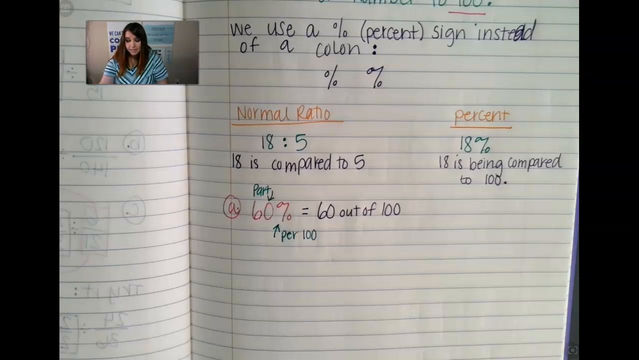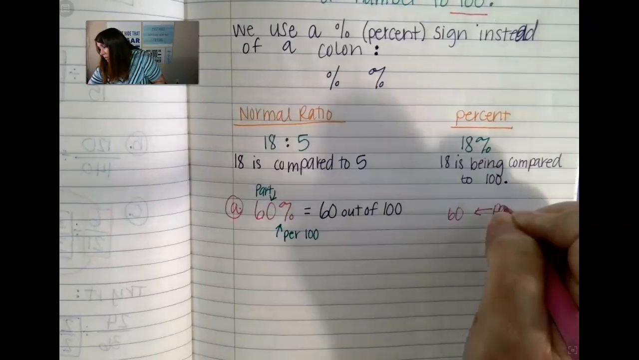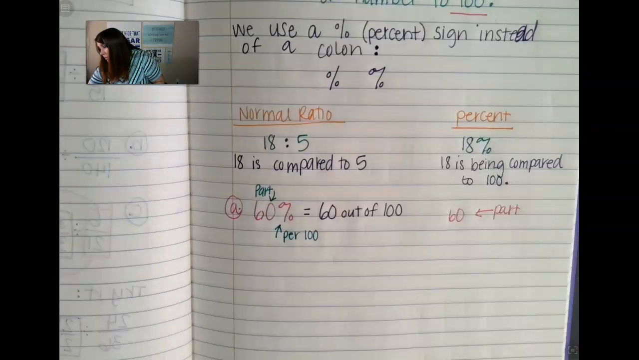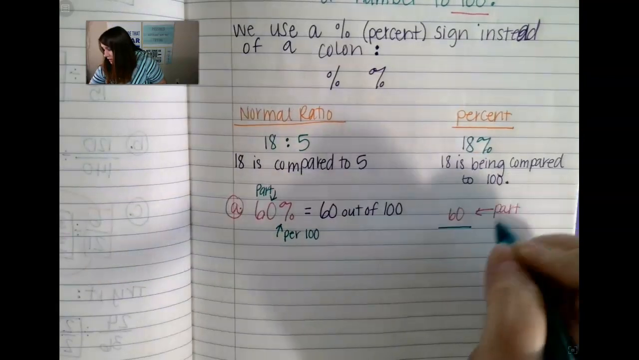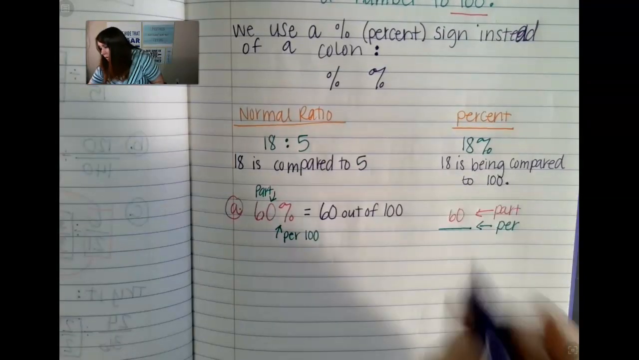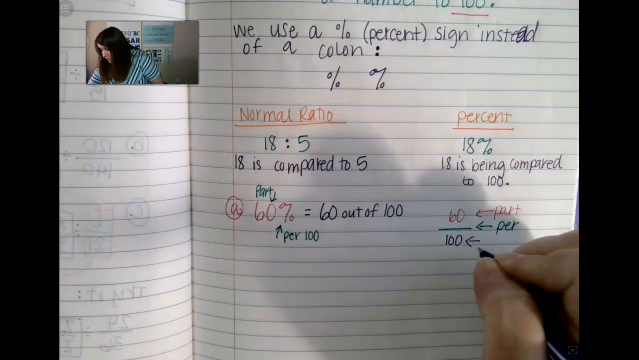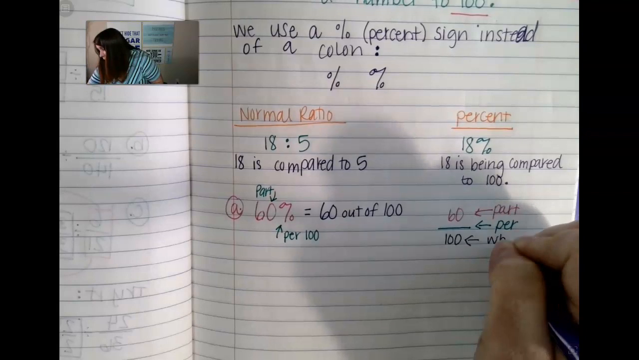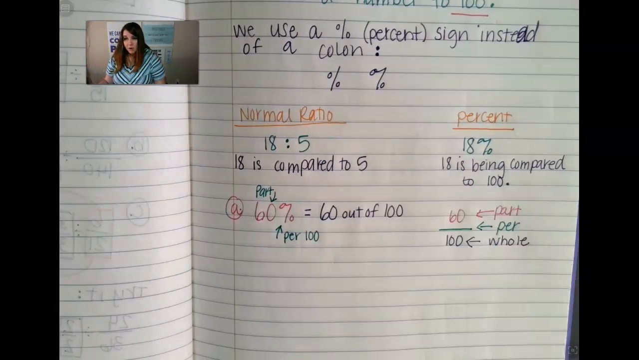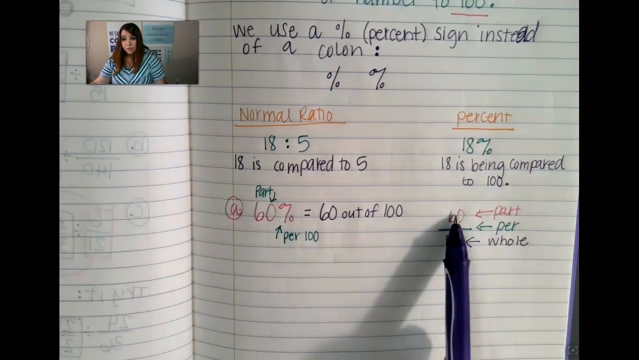So we can also write this as a fraction like we did when we were doing our ratios. I could say 60 is the part. I could have this little line, my fraction line, that means per, and then my denominator, or the whole, is 100. So this is my whole. So I'm comparing my part to my whole with a fraction.